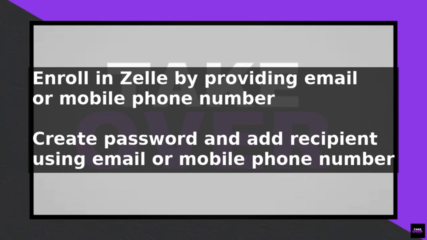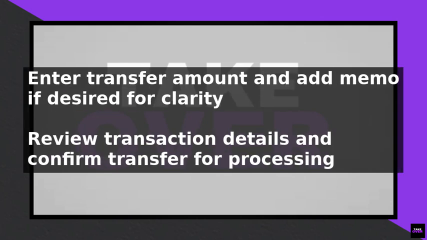After enrolling in Zelle, you can add your recipient by entering their email address or mobile phone number. You can also select from your existing contacts if you have synced them with the Zelle app. Enter the amount you want to transfer and add a memo if desired. Review the transaction details to ensure everything is correct.